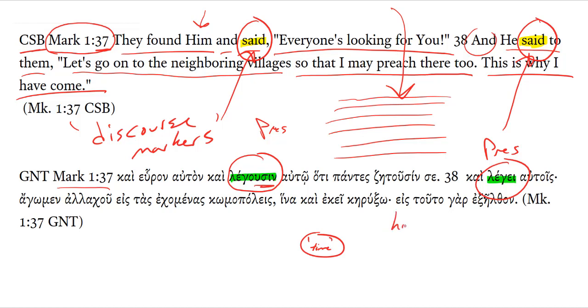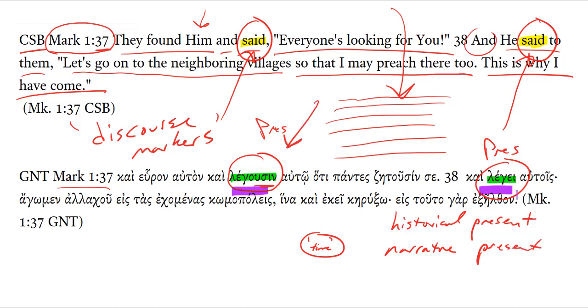The present tense is often called the historical present because it's used in historical narrative, and it's usually translated just as past tense. Sometimes it's called the narrative present. It's especially common with verbs of speech, or verbs of motion, like going from one place to another. And so it's frequently found at these seams in the text where a new person comes in and speaks, or they go to a new location, the place that we might begin a new paragraph in English.